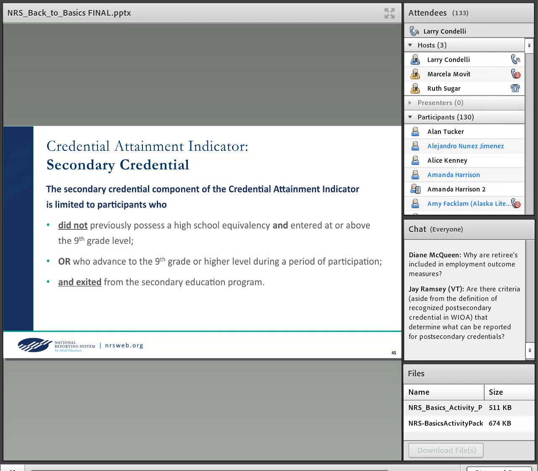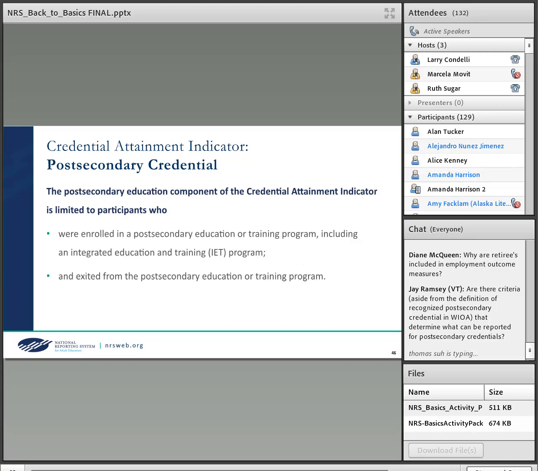Okay, so then who do you count for these credentials? For the secondary credential, you're only counting those who did not have a high school equivalency when they entered, and they received instruction at the 9th grade level or above. That can be at entry, or they could advance during their enrollment. So they may have started at a lower level, but then moved up to 9th grade or higher. And it's a decision by the state how to define that type of instruction. But generally, it's going to be 9th grade instruction or higher and didn't have a secondary credential. And of course, they have to exit to be counted.